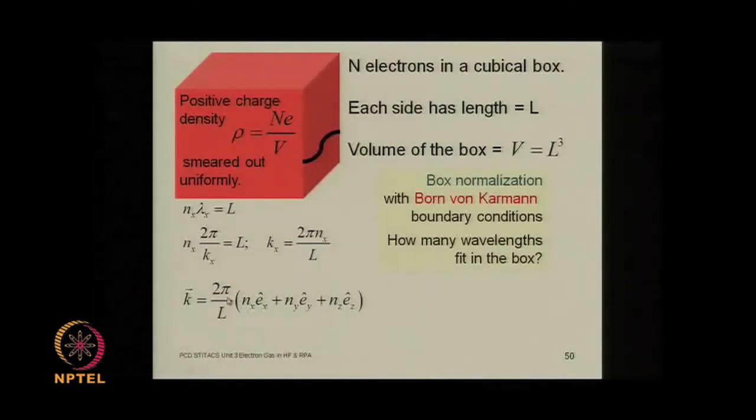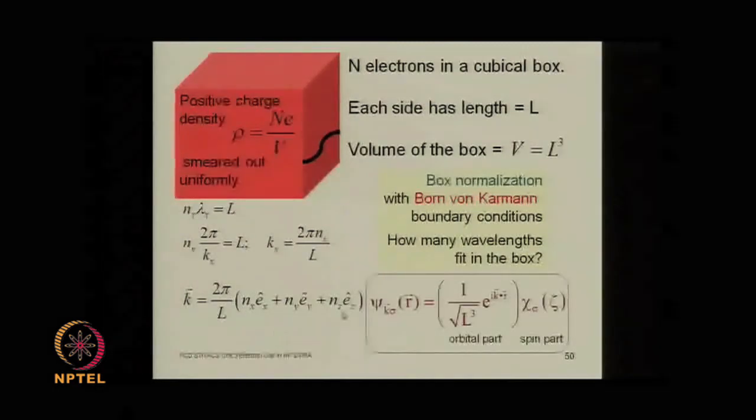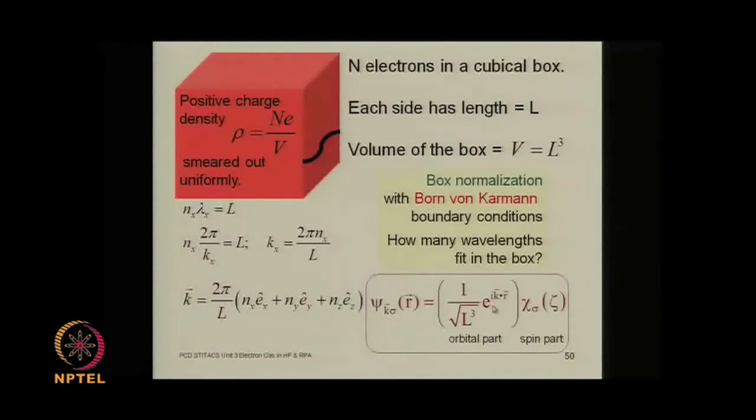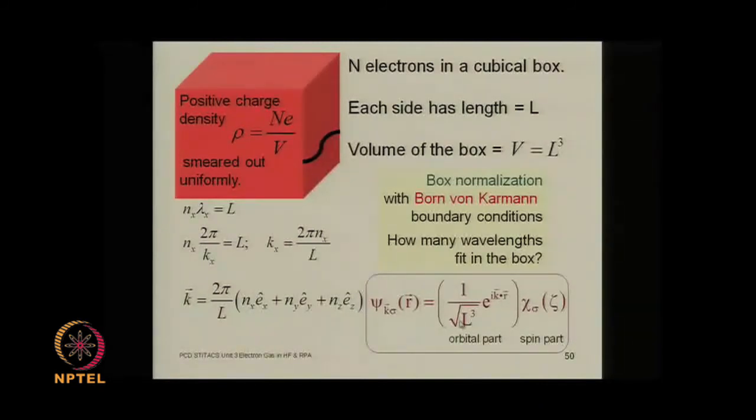So, this is the usual box normalization that we use, and with reference to this you have plane wave solutions e to the i k dot r, and the normalization will be 1 over root L cubed, as we all do in our first course in quantum mechanics.